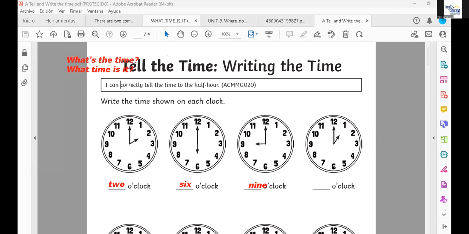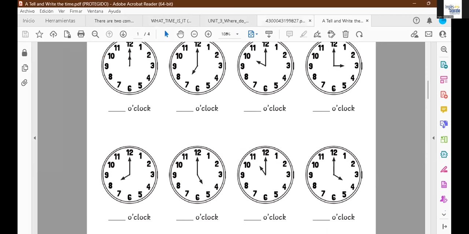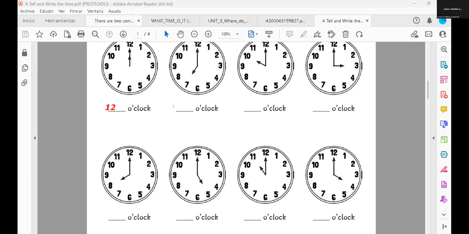How about the next one? What's the time? How about this one? What time is it? It's 1 o'clock. Let's see. We just have o'clock ideas here. So this is going to be super easy. How about this one? What time is it? It's 12 o'clock. How about this one? What time is it? It's 7 o'clock. What's the time? It's 10 o'clock. What's the time for this one? It's 3 o'clock. Perfect. How about this one? 18 o'clock.